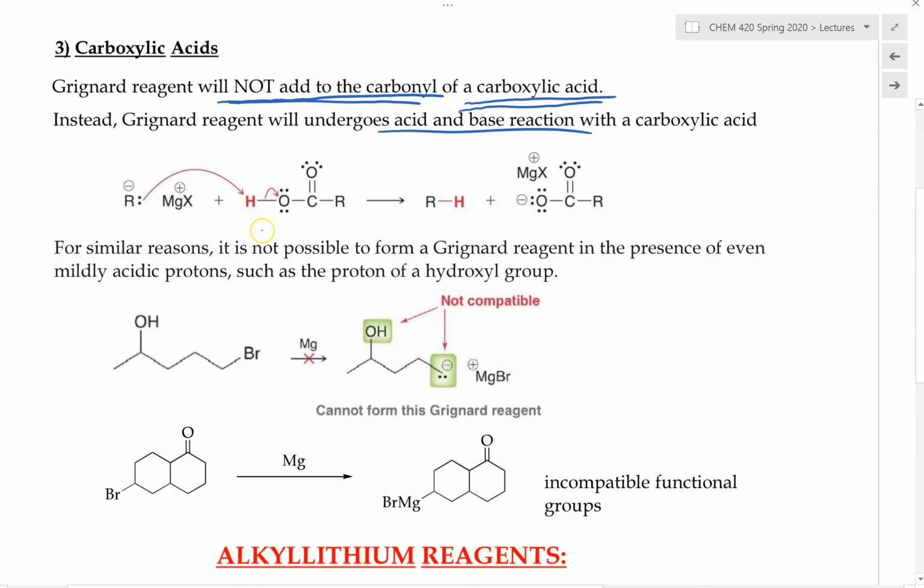So again, here's an example. Here is our carboxylic acid reacting with the Grignard reagent. The Grignard reagent will behave as a base and pick up this proton right here. So we have an acid-base reaction happening, and of course producing our alkane and this resulting carboxylate salt right here.